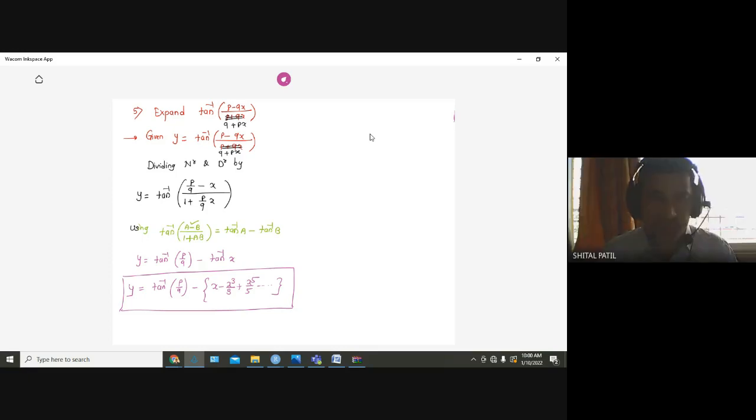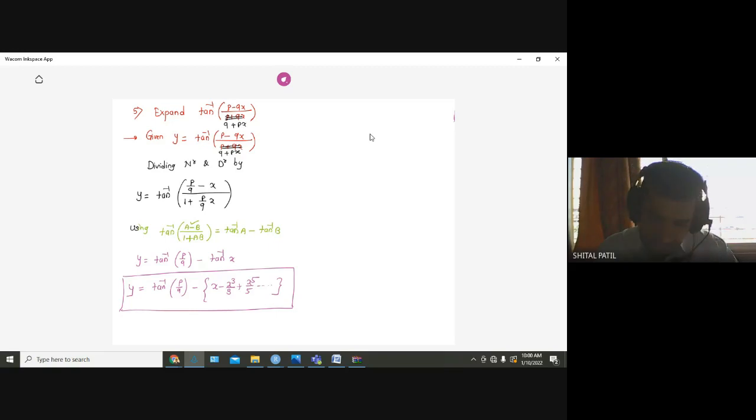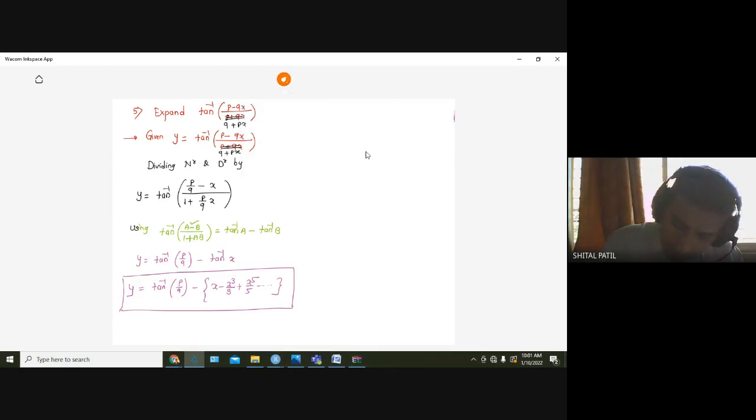Sir, how did you get that? It should be divided by Q. Okay, let me write it here. Since we know these two formulas, tan inverse A plus tan inverse B equal to... I had to change the refill of this pen, so give me 1 minute only.